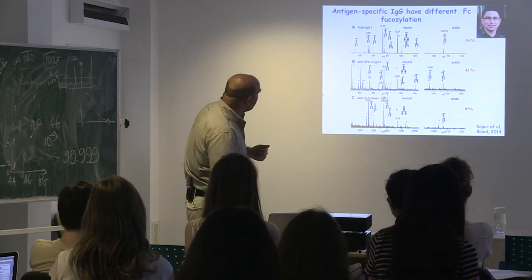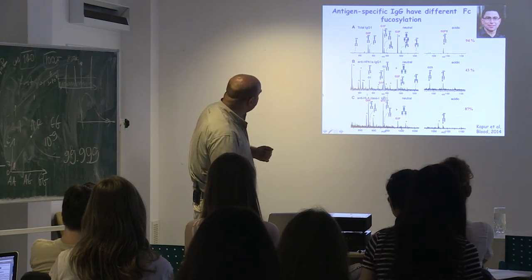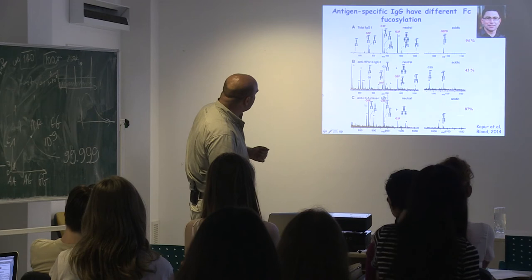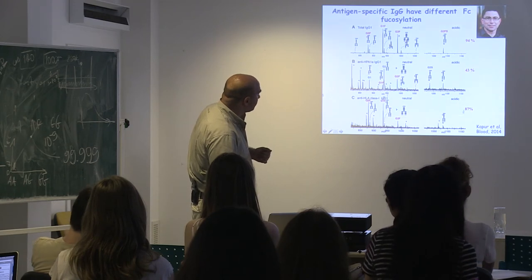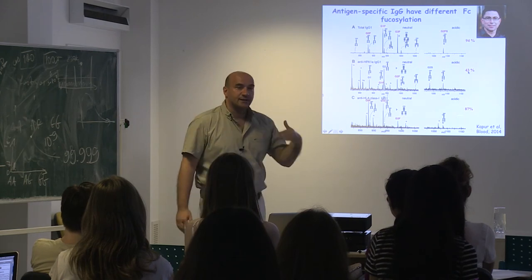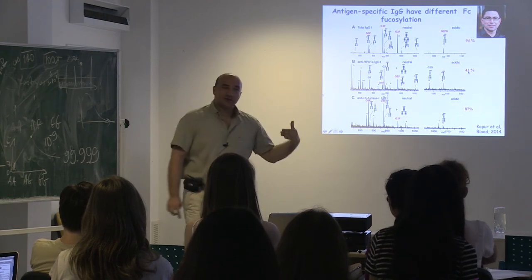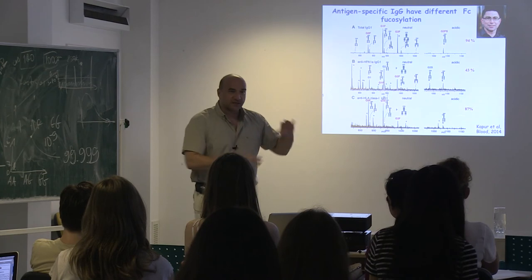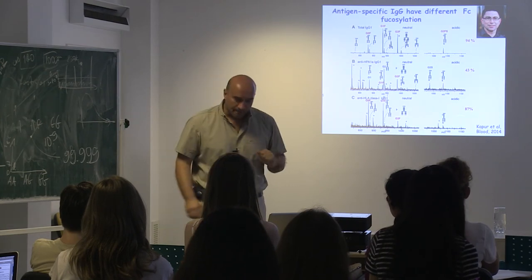And then there is the control experiment, another antigen-specific IgG, anti-HLA. It had 87% of the fucose. So this is not an artifact of purification. This is the real thing, that the antibodies produced by a specific clone of cells have much less fucose.